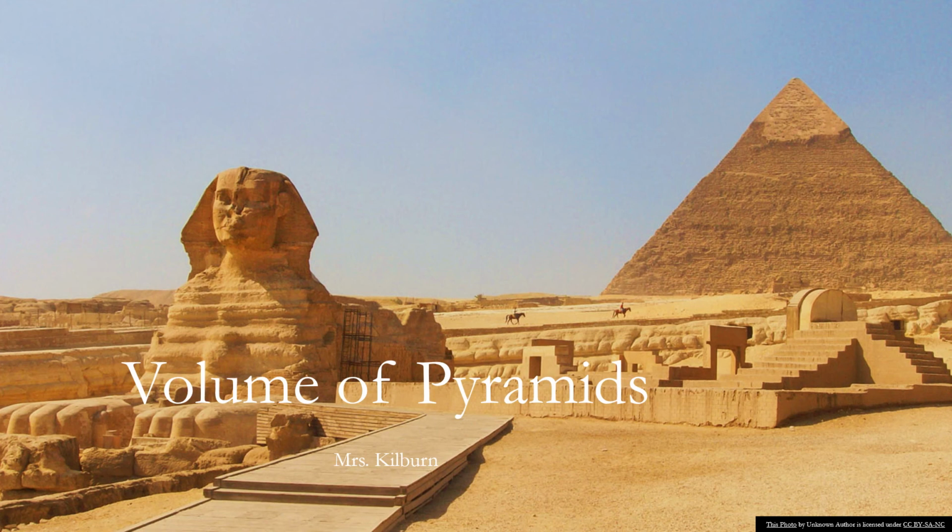We have two different kinds that we're going to learn: rectangular pyramids and triangular pyramids. In this picture, the pyramid is right here. It goes up to the point and comes back down. So in the background is a pyramid.